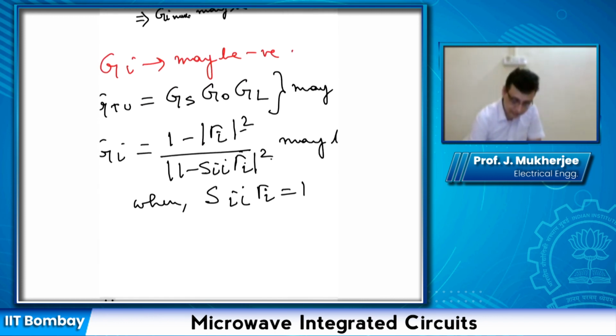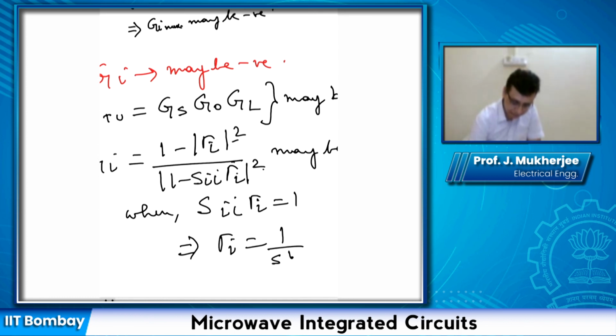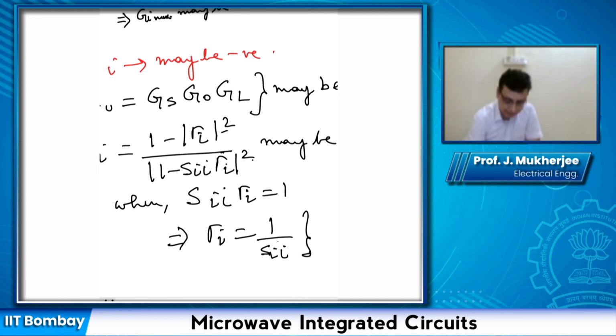Okay, so this in turn implies that gamma I is equal to 1 upon SII, which represents a passive termination, a passive value for gamma S or gamma L, because SII has a magnitude greater than 1. So then gamma I magnitude will be lesser than 1, so it will lie within the unit circle, and so it represents a passive termination.